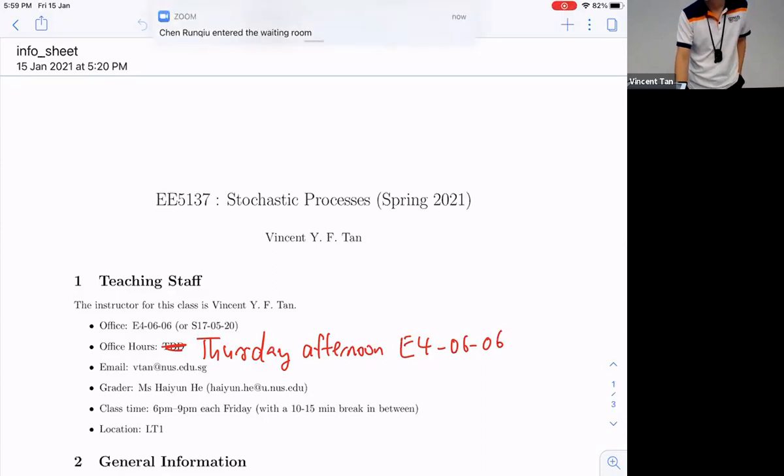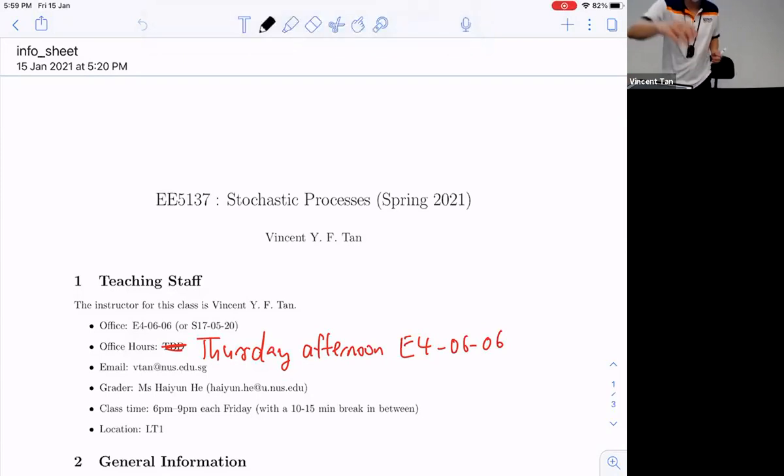Right. So just to make sure that you're in the right place, this is EE5137 Stochastic Processes. I'm Vincent Tan, and I will be teaching this module. You can see all the details about grading and so on and so forth on this sheet of paper in Luminus. Okay, so all the stuff is in Luminus as usual with all the other classes.